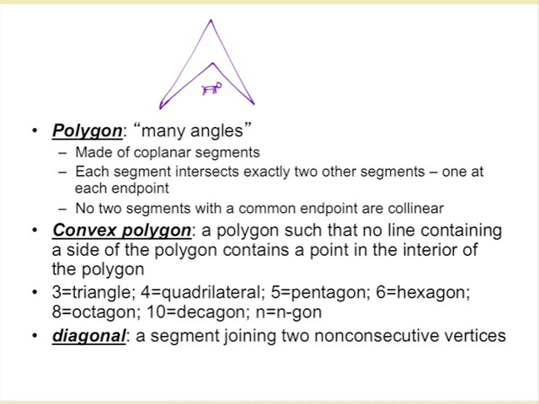A diagonal is a segment that joins two non-consecutive vertices, because the consecutive ones would already be connected. And so a diagonal is a segment that joins two of the vertices that are not already connected. And it'll go through the figure then.